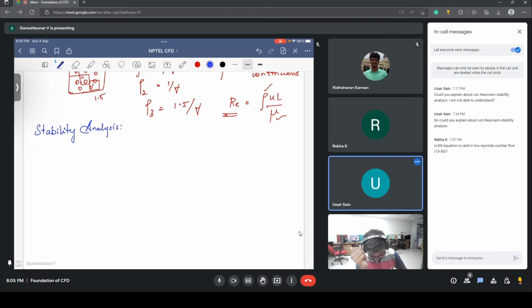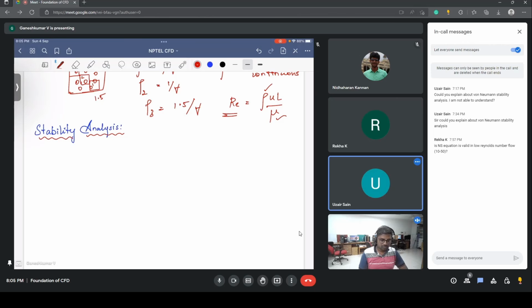Why do we need to do stability analysis? We need to check the stability of the system, and also the convergence, like the flow should be converged. So that's why, according to the equivalence theory.